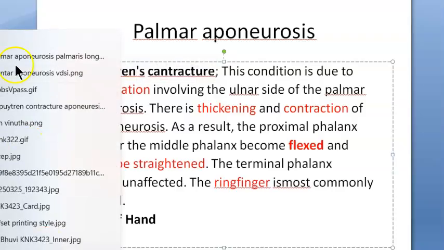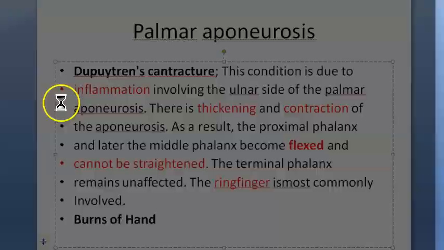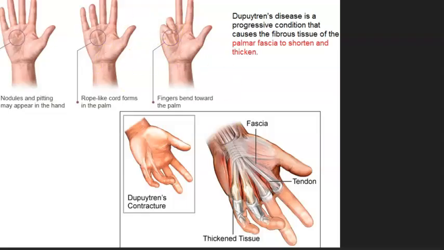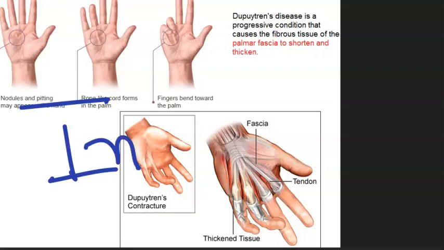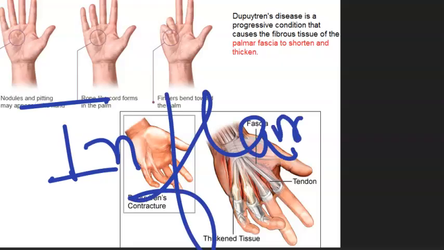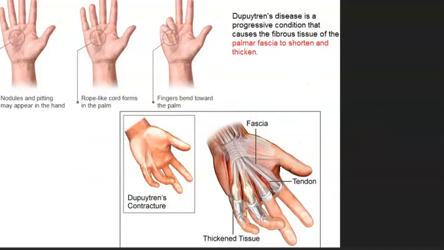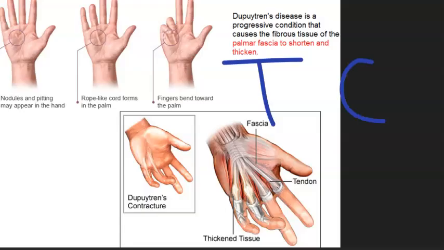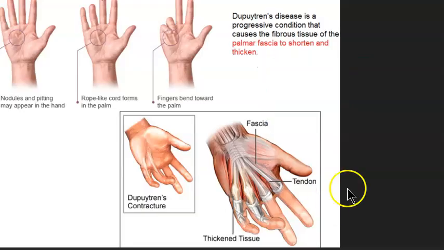So now let us look at Dupuytren's contracture. What is happening? Who is affected? The palmar aponeurosis. How is it affected? Inflammation. They didn't give the cause of this inflammation, but because of the inflammation of this palmar aponeurosis, the aponeurosis is becoming thick and shortened. The contracture is happening. So your finger, especially the ring finger, is flexed. You cannot straighten it. That's what they are saying.